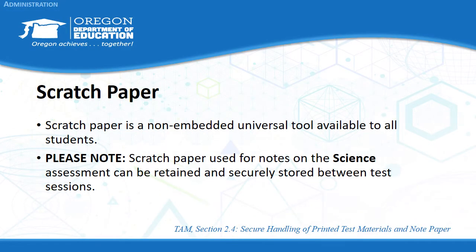Scratch paper. Scratch paper is a non-embedded universal tool available to all students. Please note that scratch paper may be retained and securely stored for the science test so that students may access their notes for science cluster tasks still in progress. To retain scratch paper, TAs must direct students to write their names or some other appropriate identifying information on the scratch paper and then collect and inventory the scratch paper at the end of each test session. Retained scratch paper must be kept in a securely locked room or cabinet that can only be opened by authorized staff. Upon completion of the test, scratch paper must be securely destroyed.